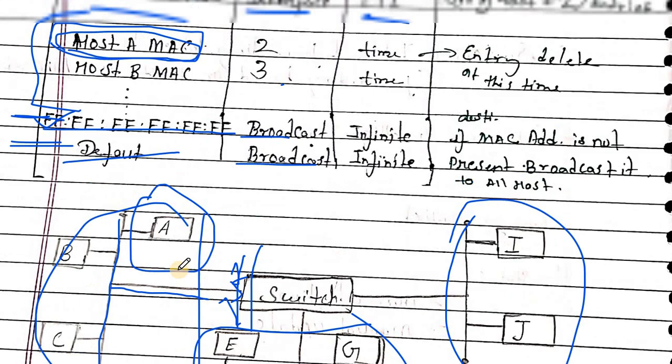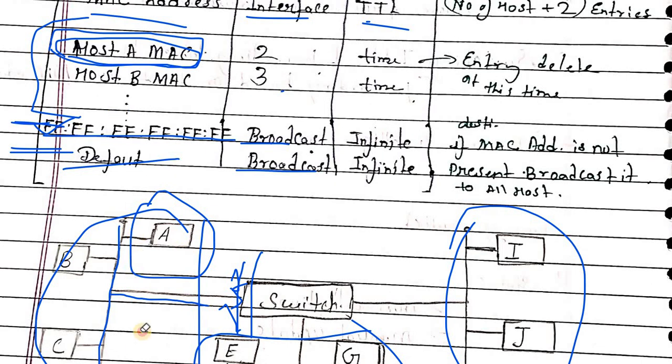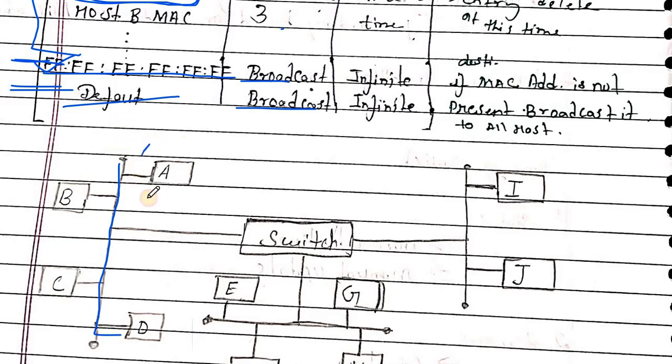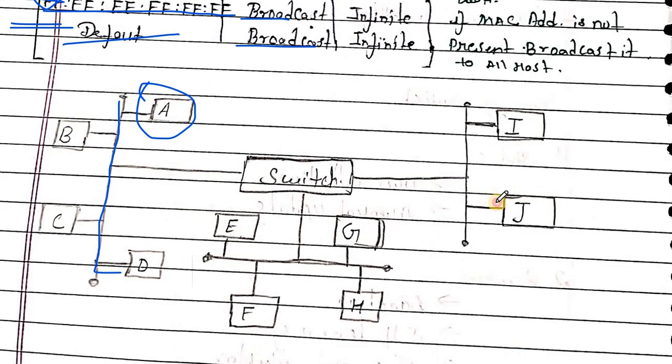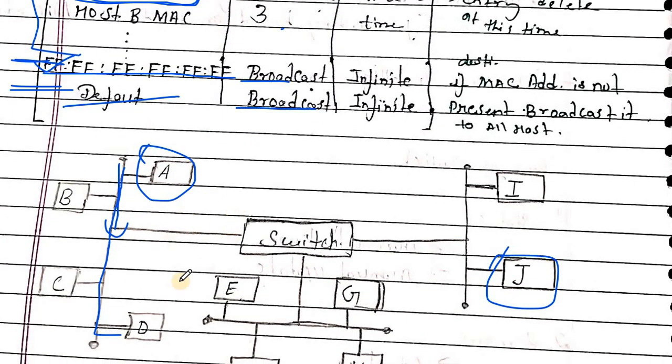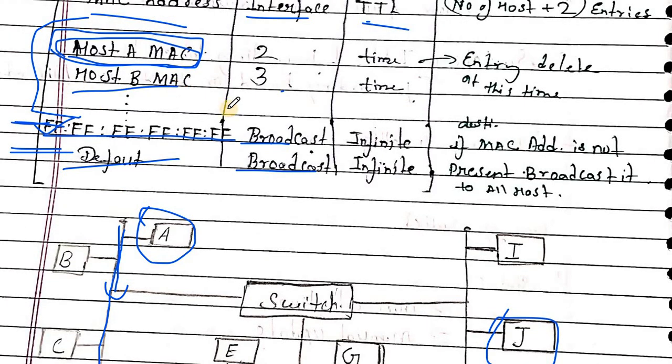Okay. Now in the second case, if host A wants to send a frame to host J. Host A sends the frame into the channel, and the frame is received by the switch. The switch checks: the source MAC address is A, okay. The destination MAC address is J, which is in its switching table.